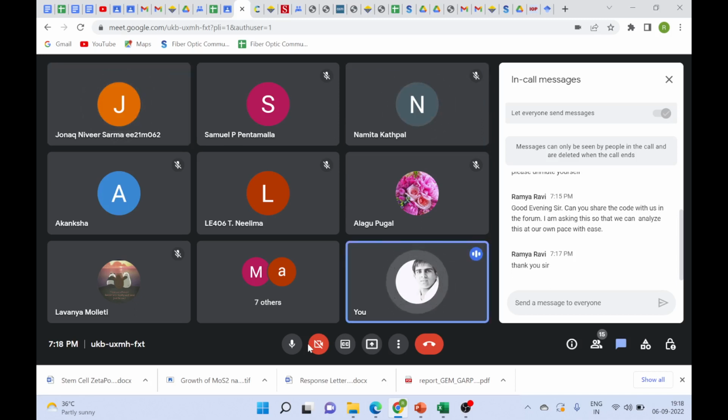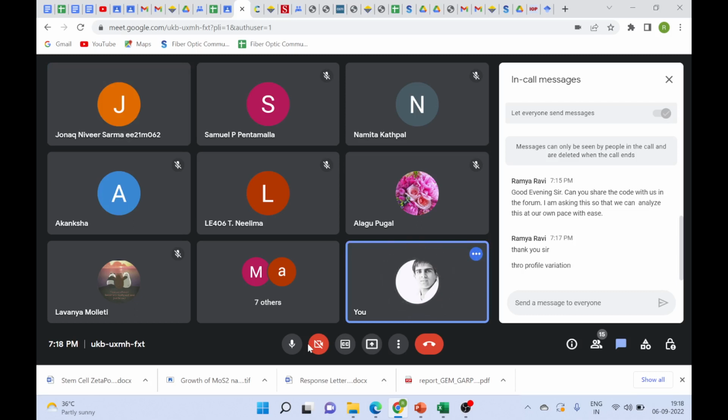Are you talking about single mode or multi mode, Namita? Single mode or multi mode? Because it depends on what type of dispersion you want to minimize. I think generally we are using single mode fiber only. Yeah, single mode.